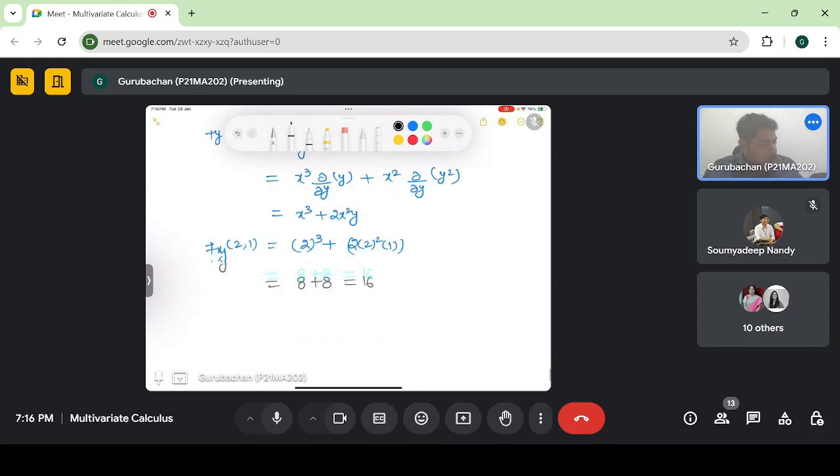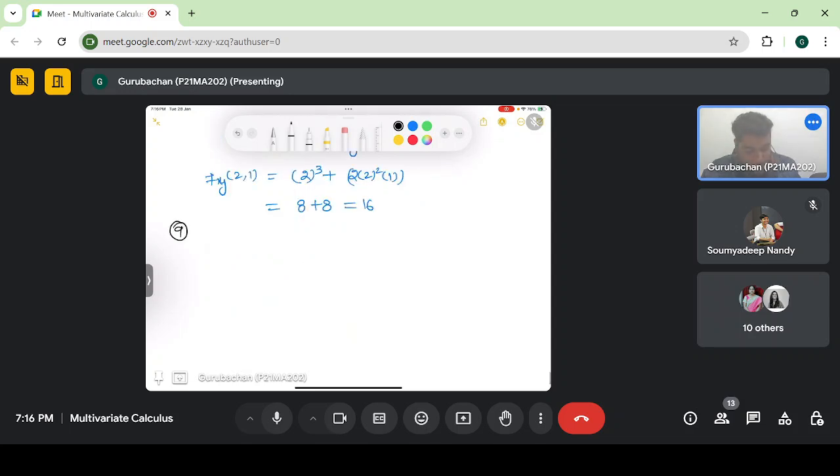Okay, let me move to the next question. Find out the domain and the range of f(x, y), which is equal to ln(y minus x). Find out this domain and the range of this function.